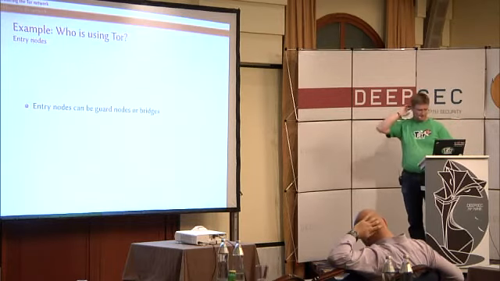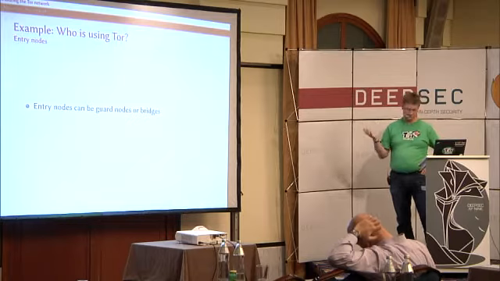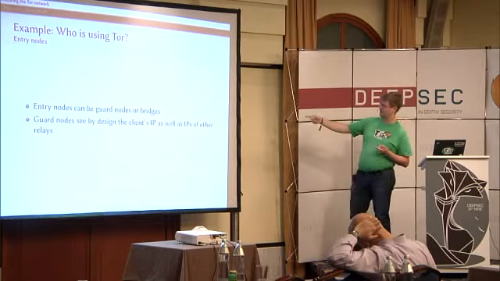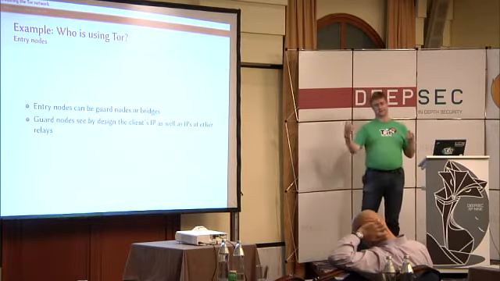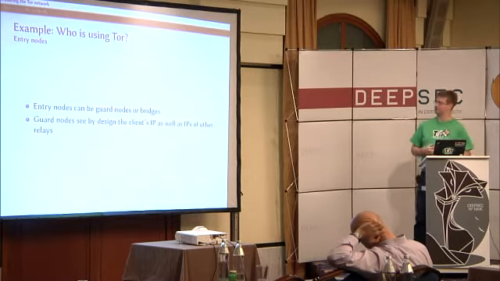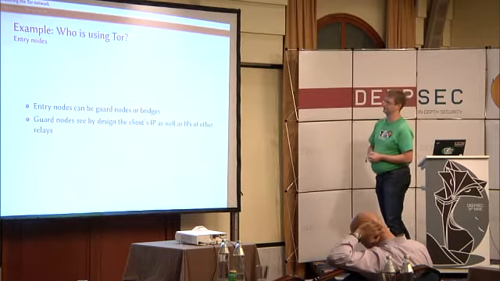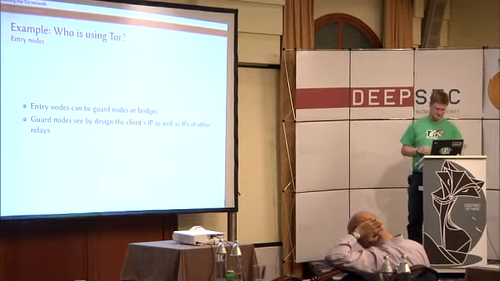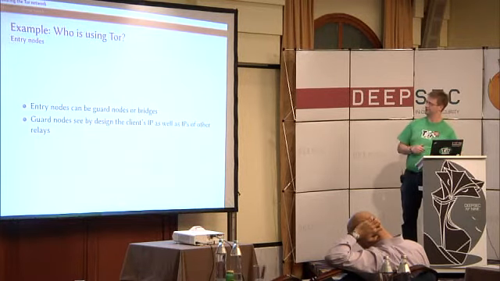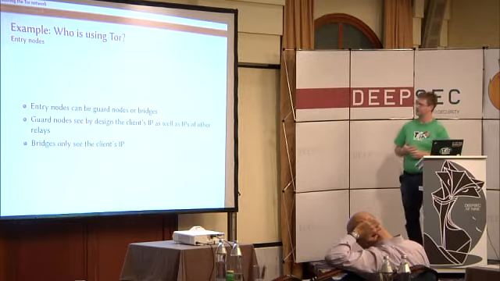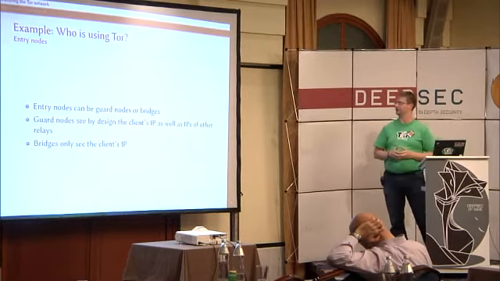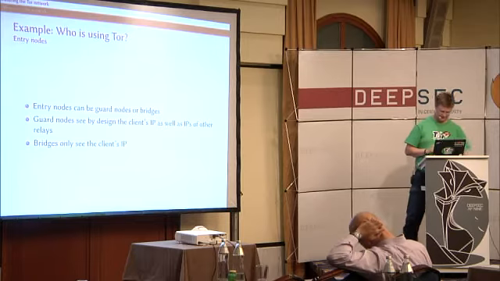And as I said, entry nodes can be guard nodes or bridges, and the guard nodes see by design the client's IP as well as all IPs of other relays. An entry node can also be like a middle node for other circuits, etc. So if you want to ask the guard node, you have to decide if it's a well-known TOR relay or if it's a not known relay, and in the latter case, it must be a client. And also a bridge. A bridge is like the first entry into the TOR network, and only sees clients' IPs. It will never see other IP addresses.